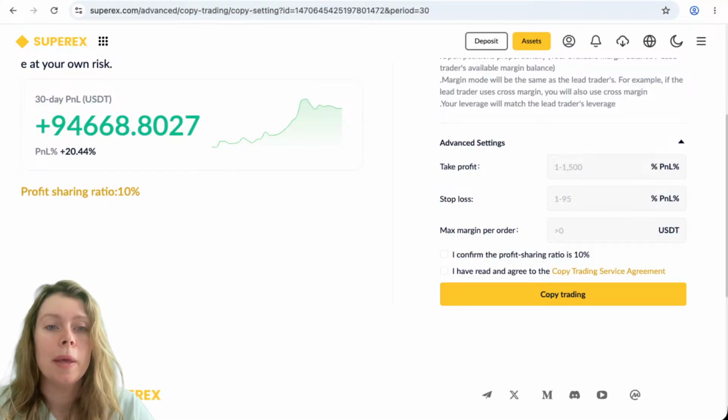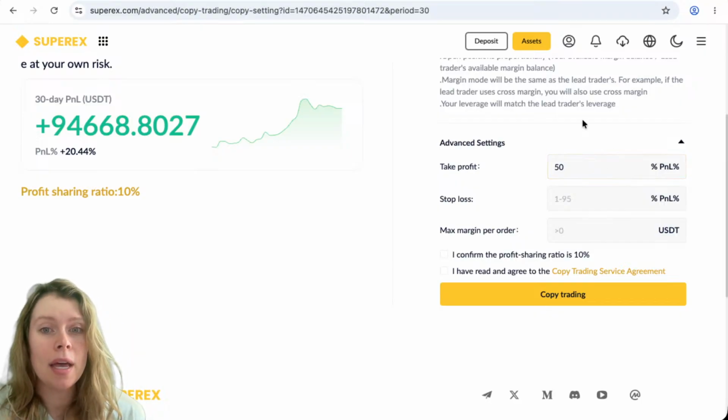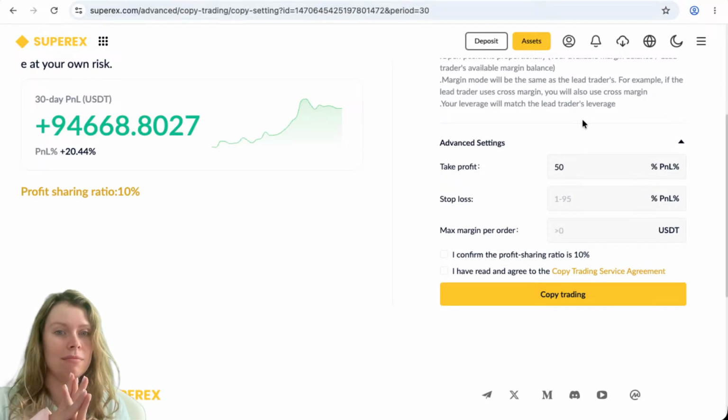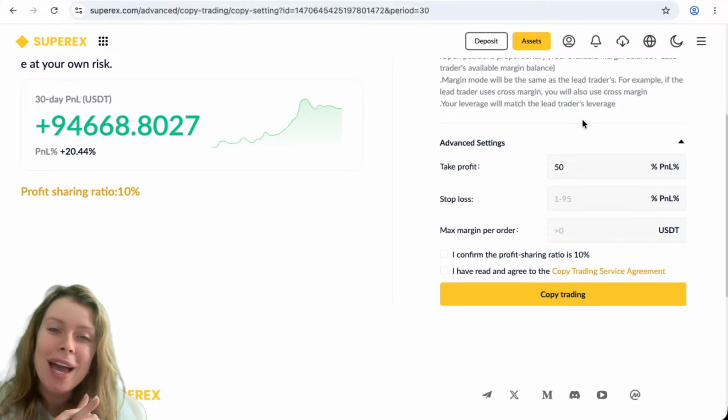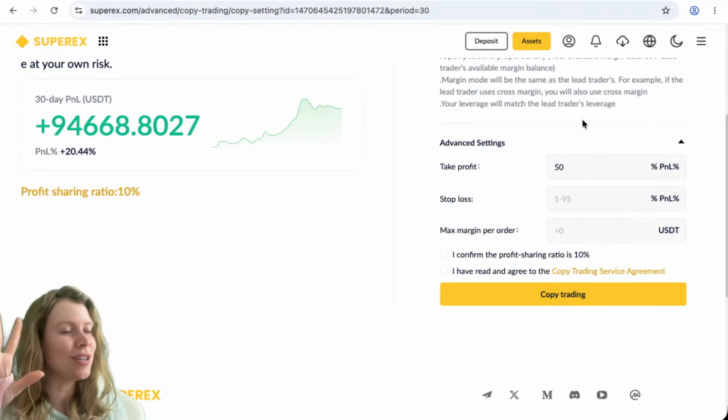All right, so position take profit. I'm going to put that one at 50% PNL. Meaning if my copy account gets a 50% gain on any single position, SuperEx auto closes it and locks in my win. Guys, remember, don't get greedy. Just take the money. Once you've gotten some, we just take it and go.